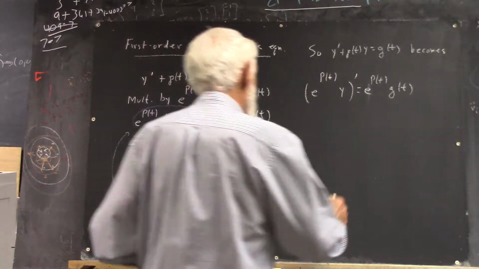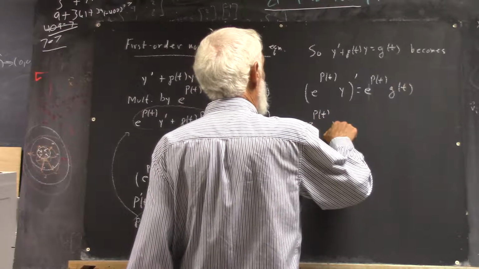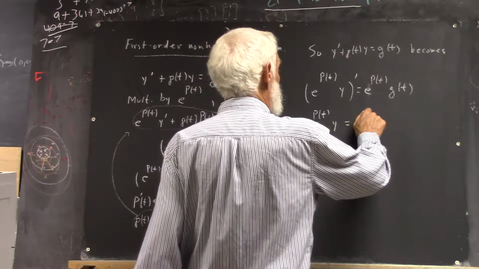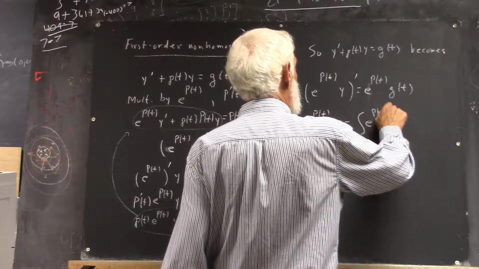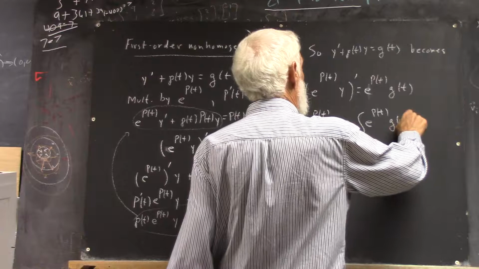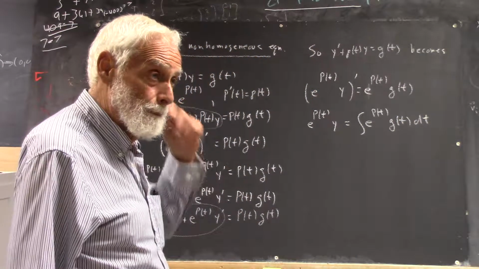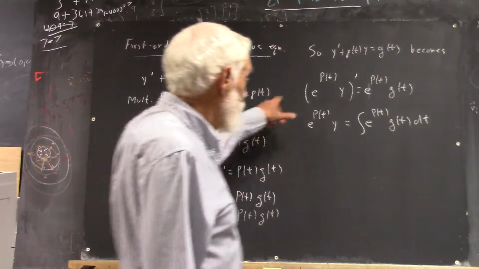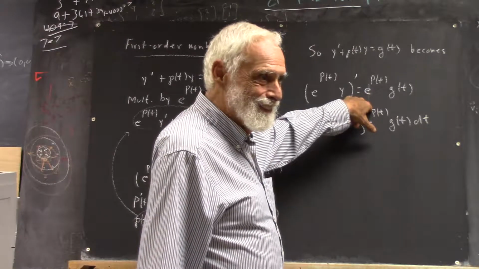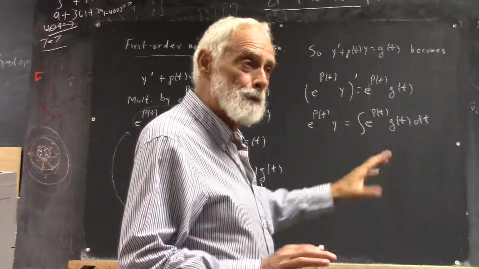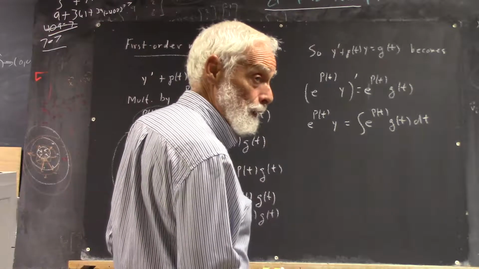Which means that e to the capital P of t times y is an antiderivative of e to the P of t times g of t, with respect to t, right? Because if the derivative of something equals something, then the something is the integral of the other something. Too many somethings, but I was pointing, so you should understand what I mean. Okay?